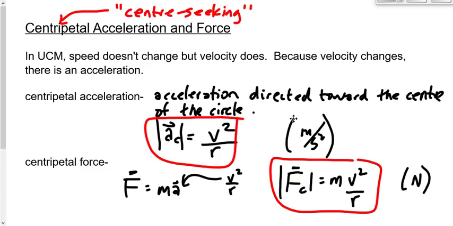So gravity supplies the centripetal force in the case of the Earth going around the sun. My hand supplies it in the case of the keys going around my hand. Friction supplies the centripetal force when we're talking about a car going around a turn. Does that make sense? Okay.